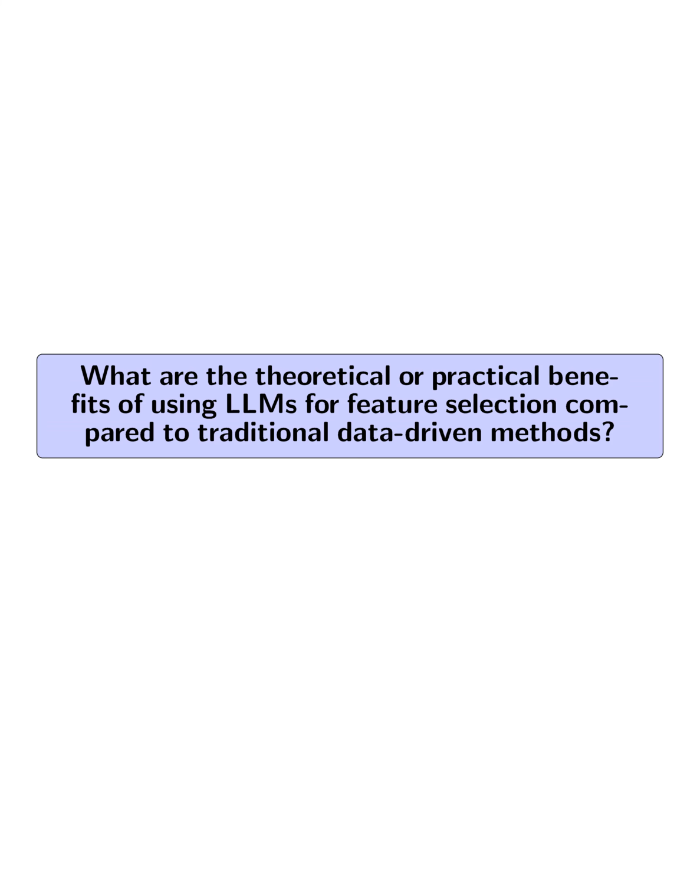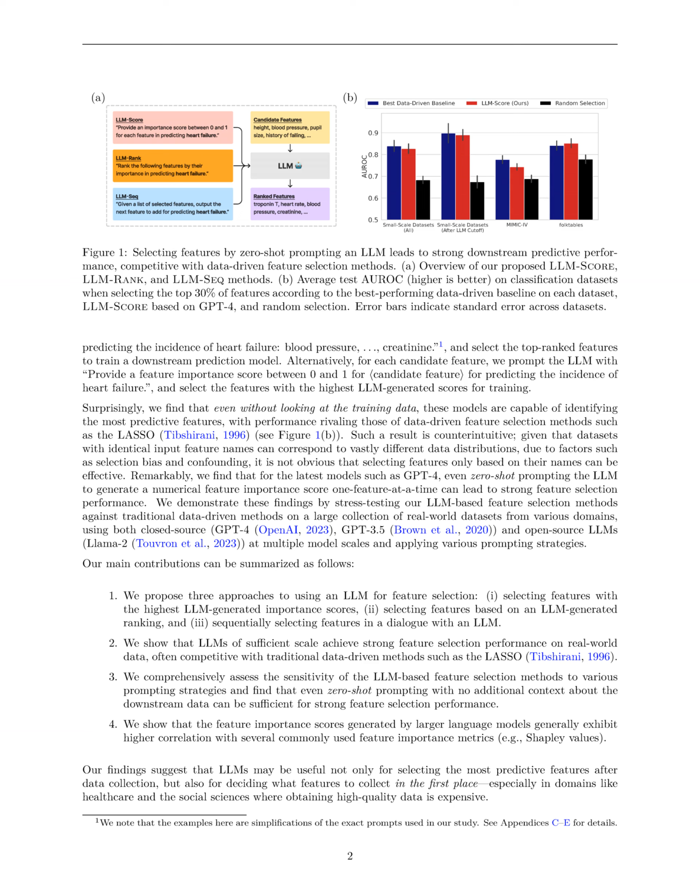What are the theoretical or practical benefits of using LLMs for feature selection compared to traditional data-driven methods? The benefits lie in the ability of LLMs to leverage vast amounts of pre-training text data to identify informative features without directly accessing the training data. LLMs can generate feature importance scores or rankings based on the real-world semantics of input features and target outcomes, leading to strong feature selection performance.